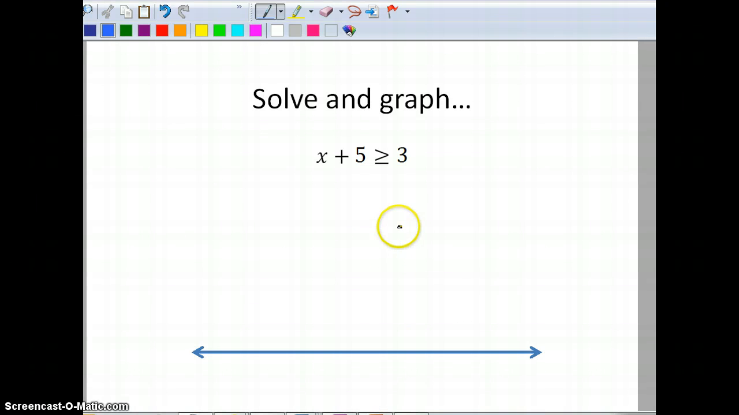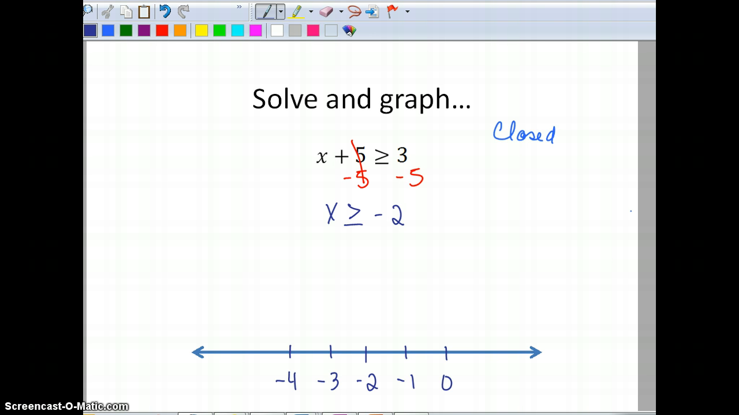x + 5 ≥ 3. First thing I know is I need a closed circle. So I am going to solve. I need to isolate my variable. I'm going to subtract 5 from both sides. So now I have x is greater than or equal to 3 minus 5, small number from the large, keep the sign of the large, negative 2.